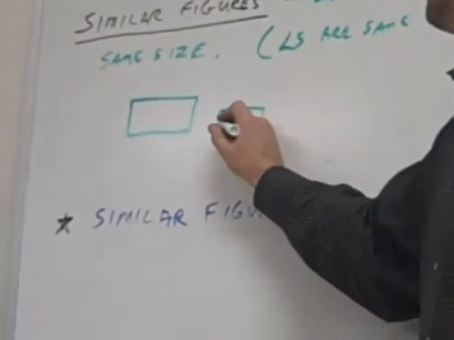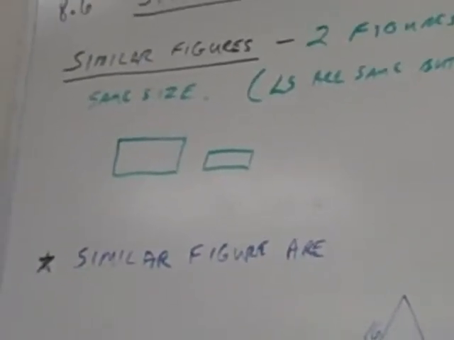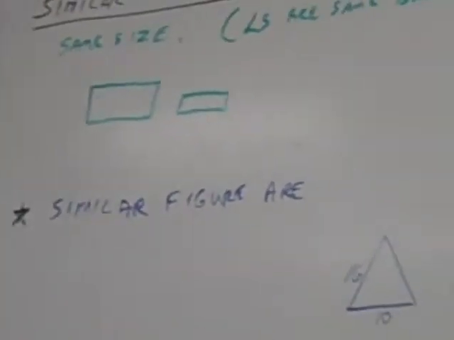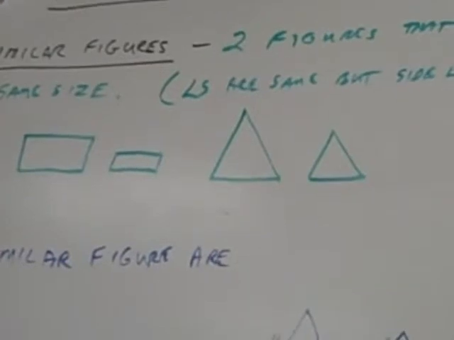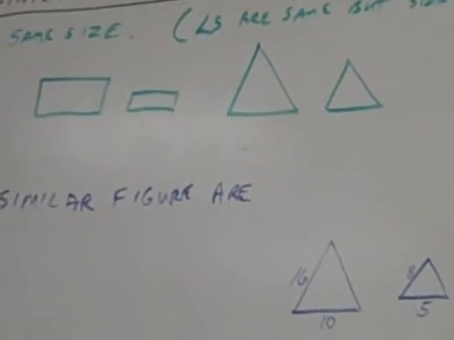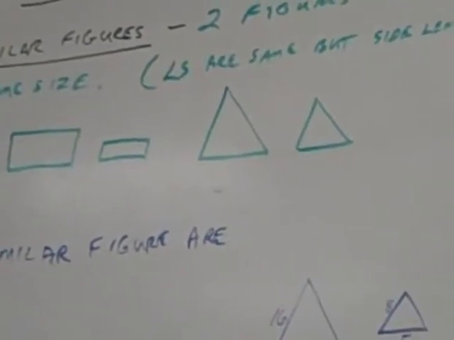For instance, a big rectangle, a littler rectangle. Alrighty. Alright. Get the idea there. One's a miniature of the other. Okay?